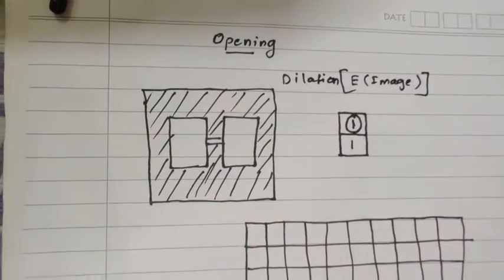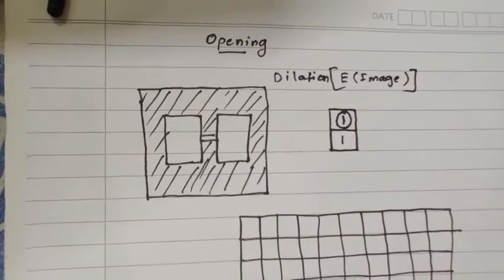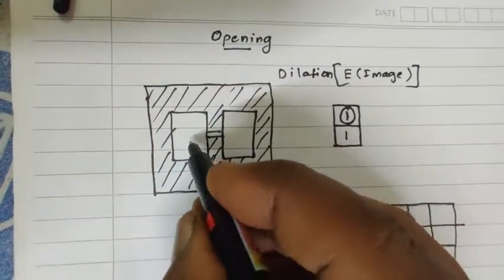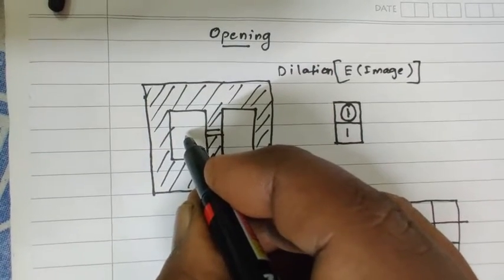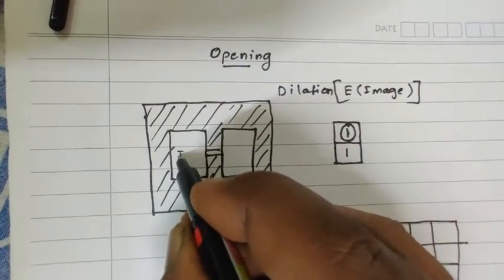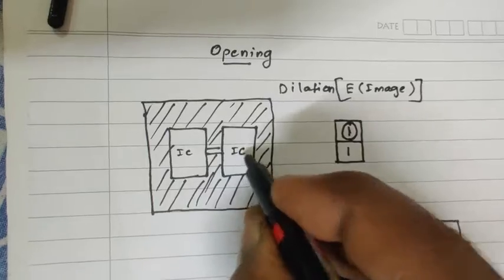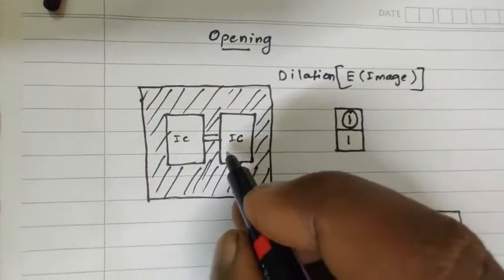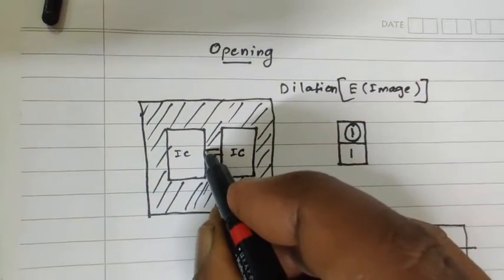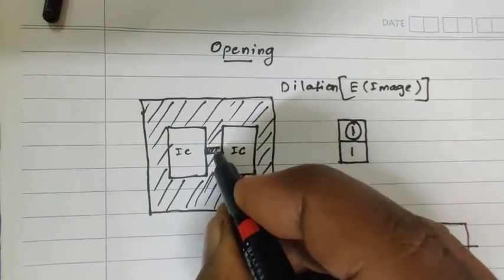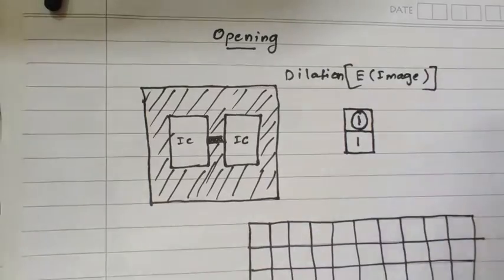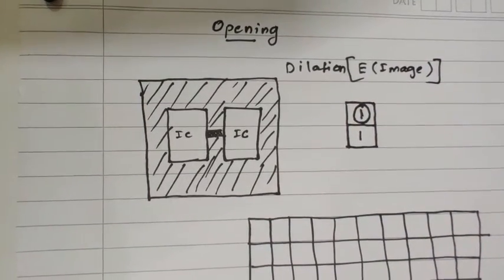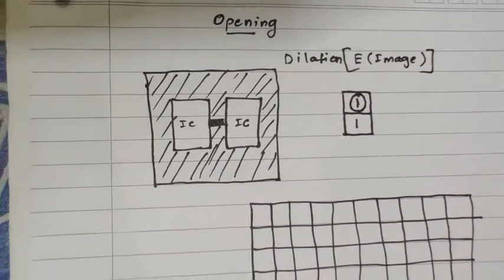Now we need to understand first why we do dilation. If you can see in this diagram, suppose this is an image of one circuit, and this is one IC and this is another IC. There is a false line forming in between them, and we need to remove this false line. So for this removal of the false line, we would be using the concept of opening.